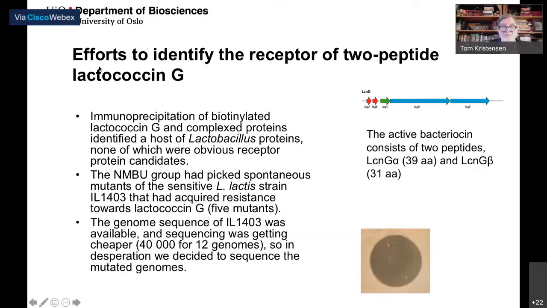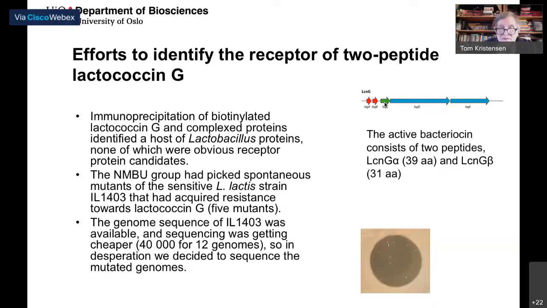One such two-peptide system is a bacteriocin called lactococcin G, which consists of two peptides, one which is 39 amino acids long and one which is 31 amino acids long. And they are, as shown up here, encoded in an operon in the genome of the producer, where we have these small protein encoding genes here. And we have some transport proteins, the blue ones here, and we have the green immunity protein, which is produced from this gene here.